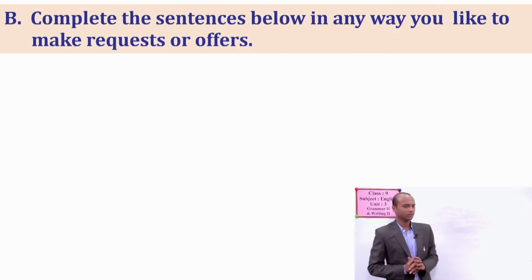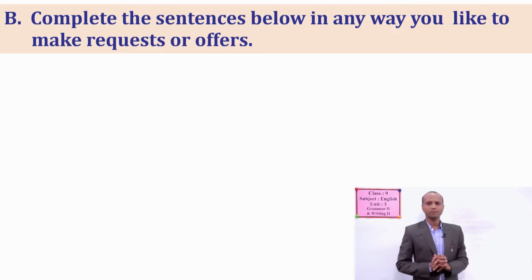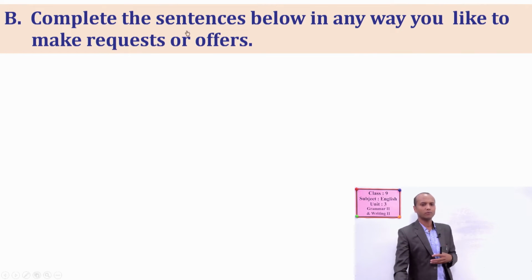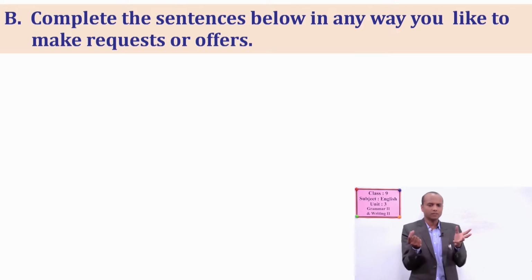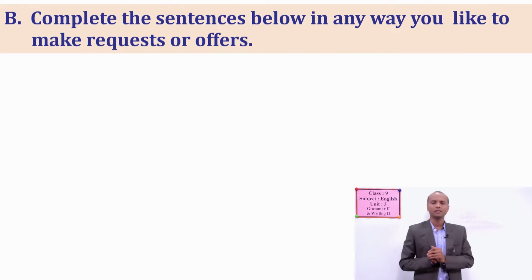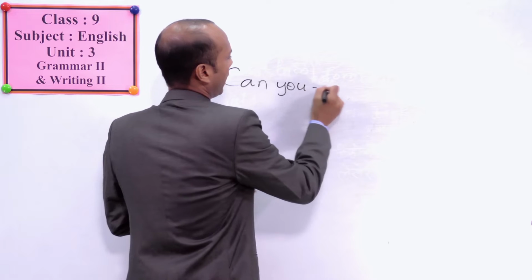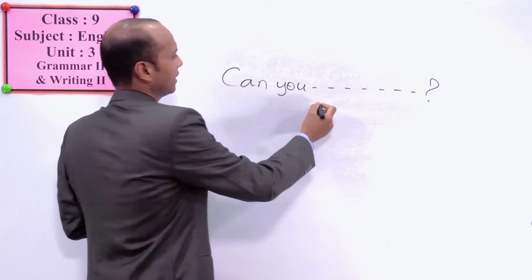It says, complete the sentences below in any way. Look, in any way you like to make requests and offers. Again, with the sentence beginnings given there, you have to make either requests or offers. Nothing more than that. Got it? So, half of the sentences are given or sentence beginnings are given, and then you have to freely complete the sentences. For example, can you is given there, suppose.